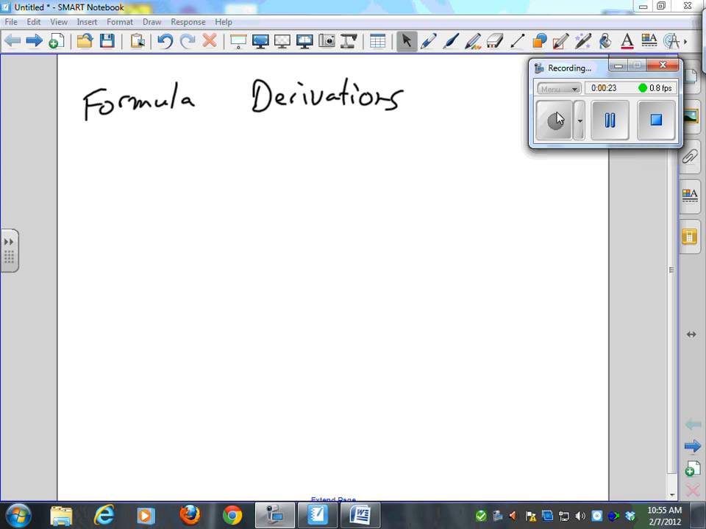Displacement is the area under the VT graph. And in this case, it is the area of a trapezoid.